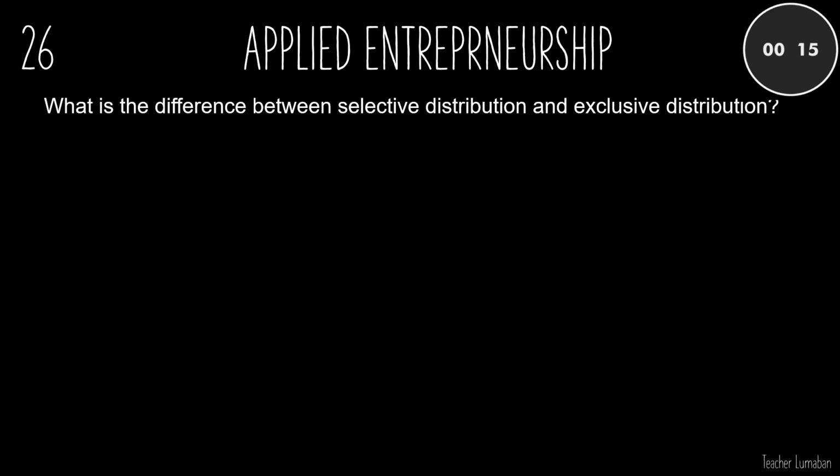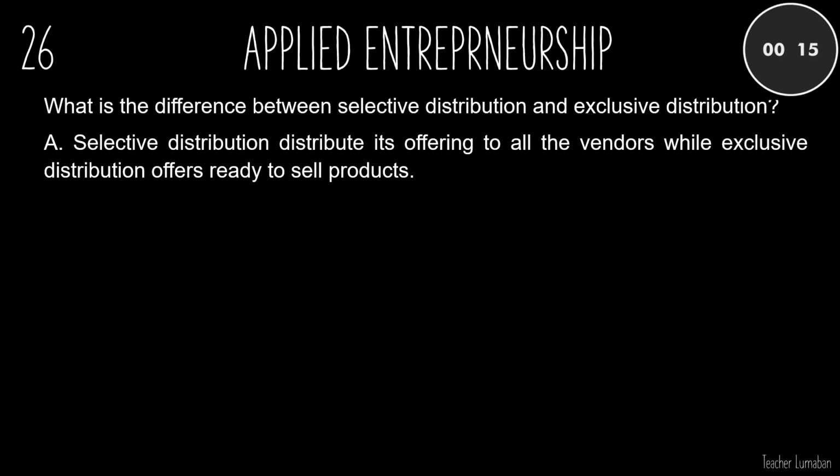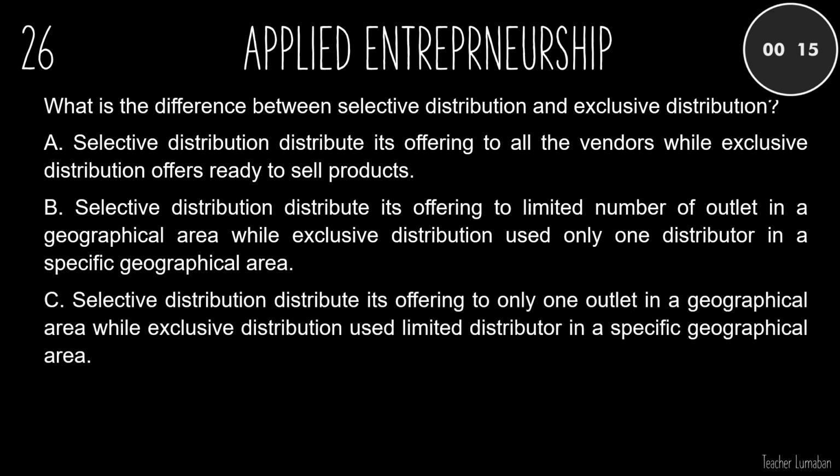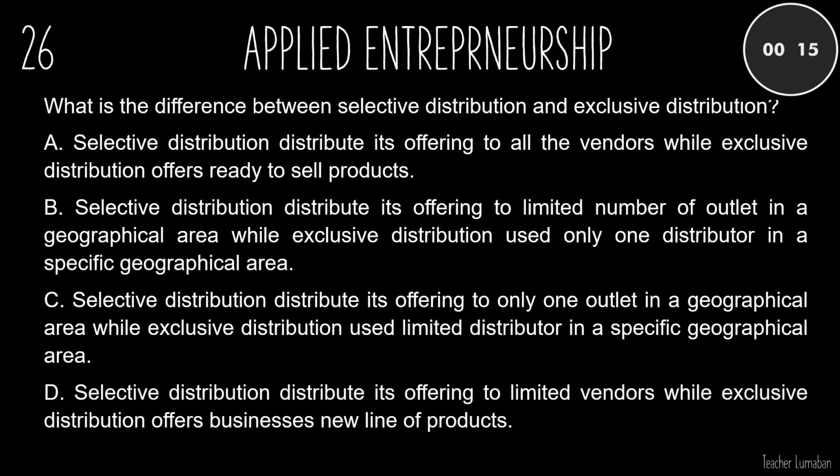What is the difference between selective distribution and exclusive distribution? A. Selective distribution distributes its offering to all the vendors while exclusive distribution offers ready-to-sell products. B. Selective distribution distributes its offering to a limited number of outlets in a geographical area while exclusive distribution uses only one distributor in a specific geographical area. C. Selective distribution distributes its offering to only one outlet in a geographical area while exclusive distribution uses limited distributors in a specific geographical area. D. Selective distribution distributes its offering to limited vendors while exclusive distribution offers businesses a new line of products.